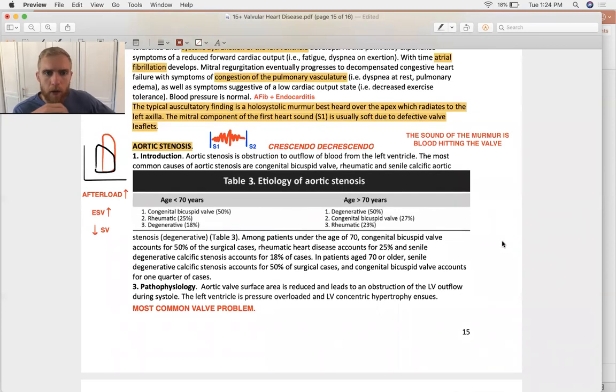Aortic stenosis now. This is a crescendo-decrescendo murmur. And the PV loop has a characteristically high afterload with a greatly diminished stroke volume too. This is the most common valve problem, remember, because it can be secondary to aging, and it's also hastened by the presence of a congenital bicuspid aortic valve. So because you can get it passively as you age, it's so common.